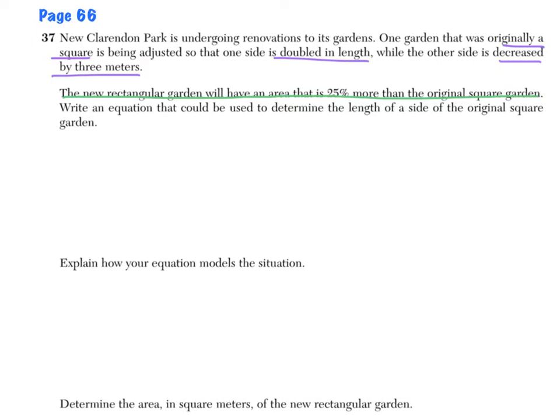All right, so what is it we're looking for? A side of the original square garden. All right, well, let's start by drawing out the 2 different gardens that they're speaking of. So we have an original garden, and then we're going to have a new garden. All right, so my original garden was simply a square. And when I draw a square, we know that all 4 sides are equal, so I'm going to label my 4 sides as just having a value of x.